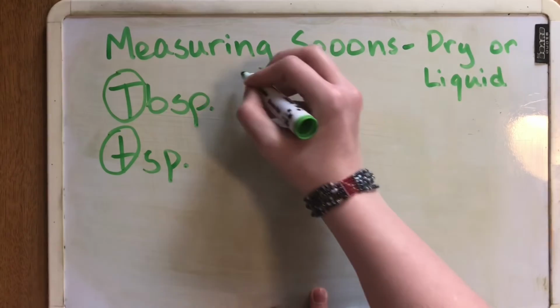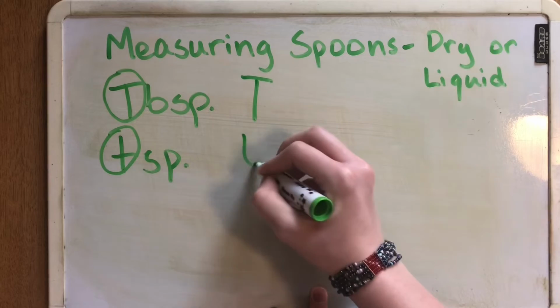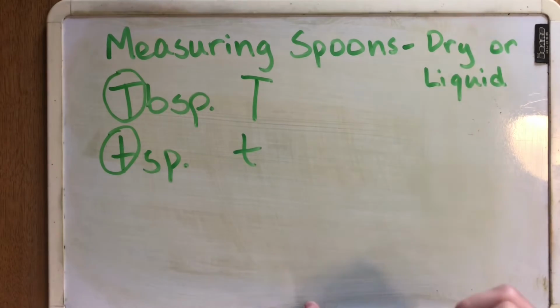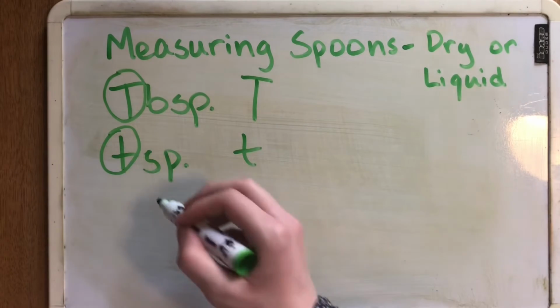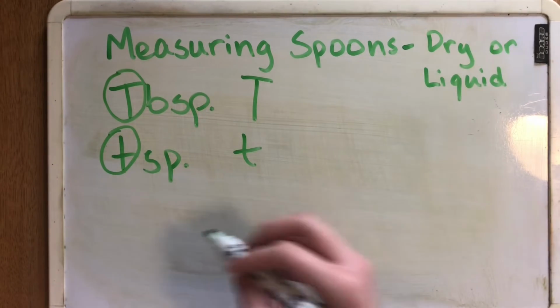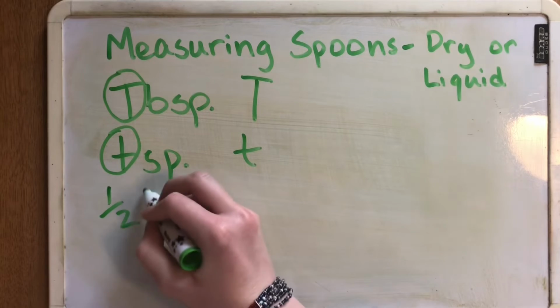Sometimes recipes will use just a T, and it'll look like that. So make sure you know this difference. After tablespoon, it's kind of like your measuring cups. It goes 1/2 tablespoon.